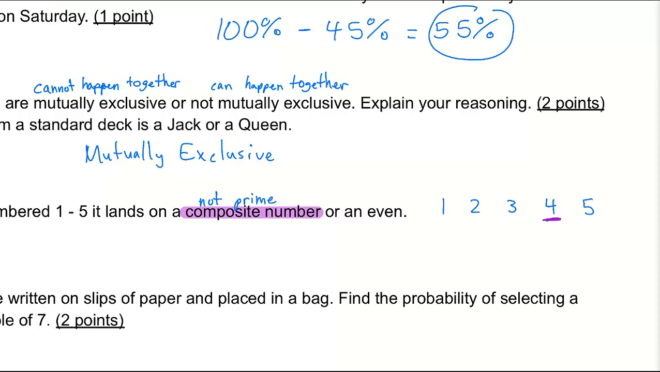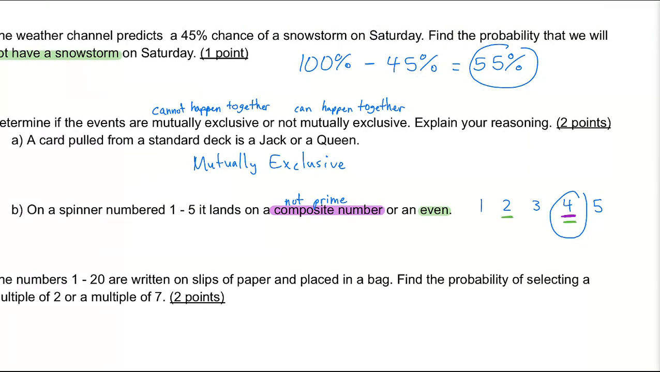Okay? And then the even numbers, with our numbers available here, are just 2 and 4. And since 4 has both of those colors, meaning it is composite and even, this would be not mutually exclusive. Okay, because they can happen at the same time.